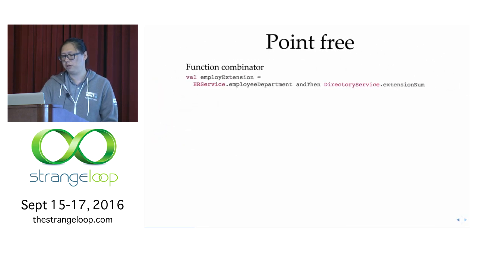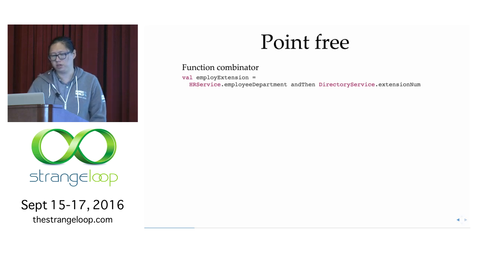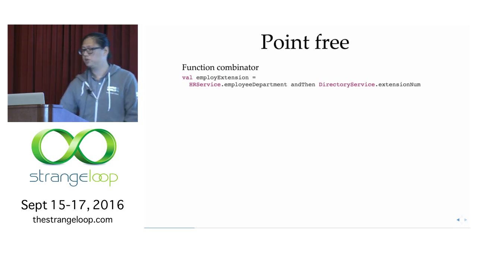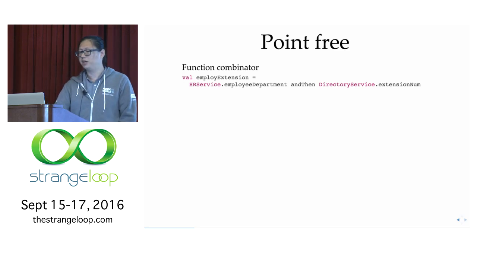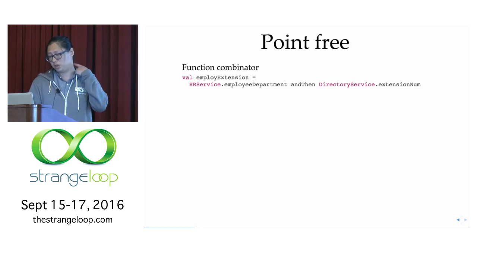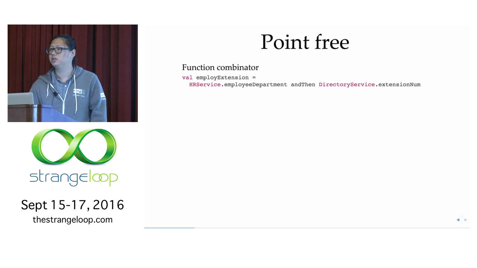So we know better, right? We can use function combinators. For the second example, to get an employee extension, we can just combine the two functions using andThen, and you just have two functions combined, and you get one function out. So you don't have a bound variable. It's just going to be employee extension. You call the employee department first, and then you call the extension number next. That's it. So great, awesome.